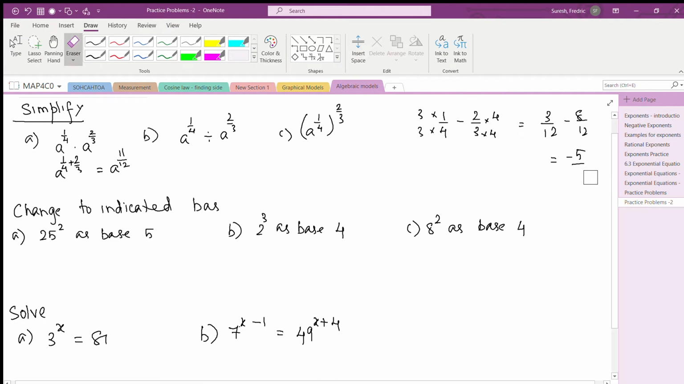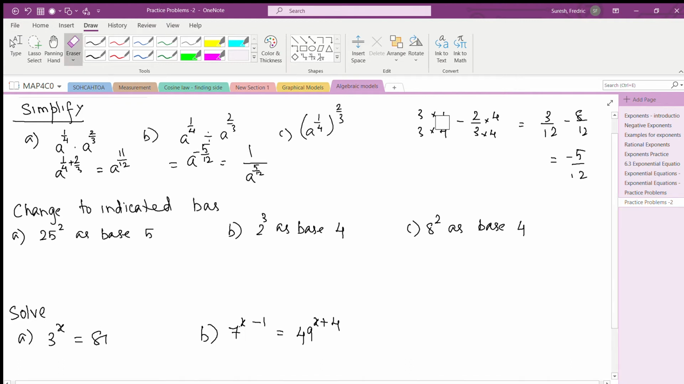So because it's a negative, remember we cannot leave our answers as negative. So when we come here, we will write a to the power of negative 5 over 12. Because we cannot leave them as negative, we got to take it to the denominator and write it as a to the power of 5 over 12.